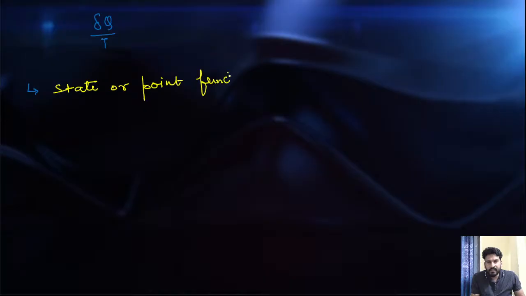What statements can I write about del Q over T? First, it is my point function, or you can say the state function. It means that it depends upon the initial and final point. Yes or no? And secondly, if it is a point or state function, then it is an exact differential.